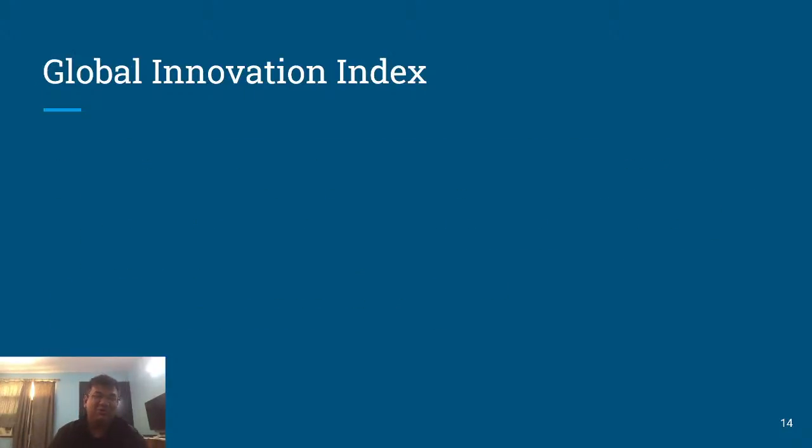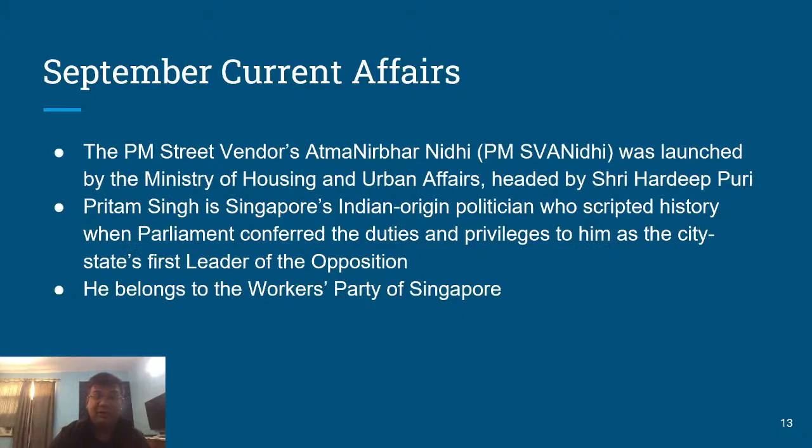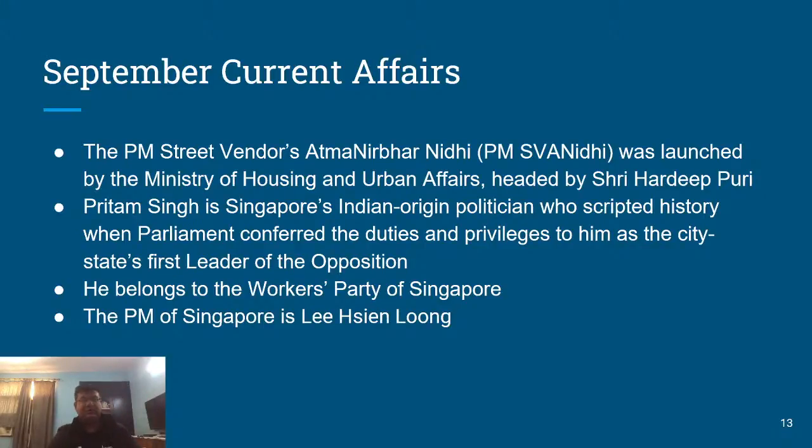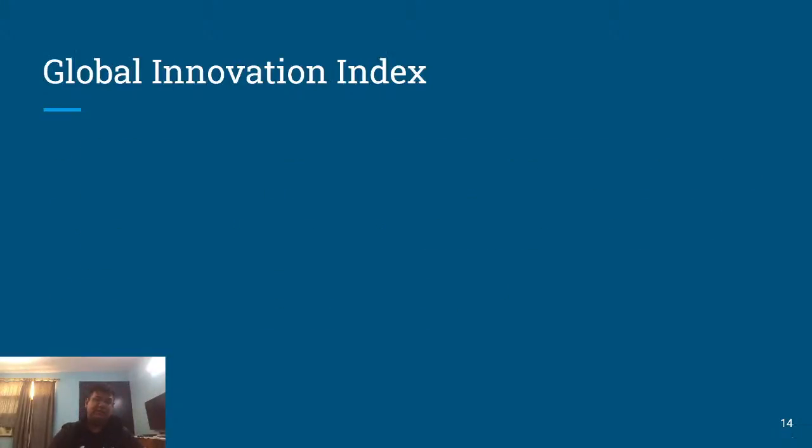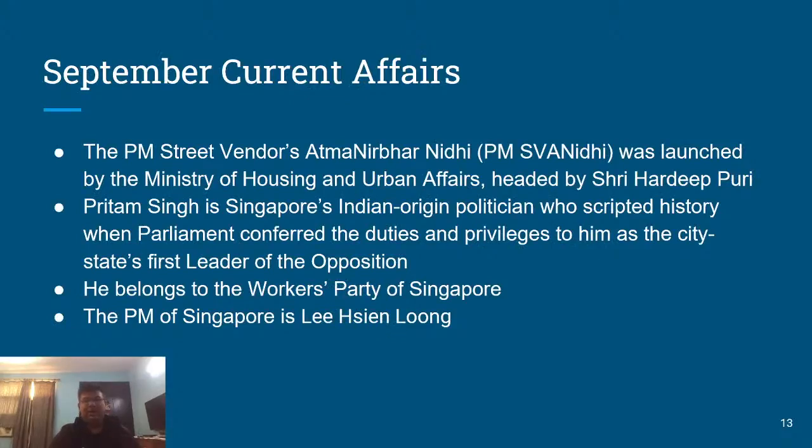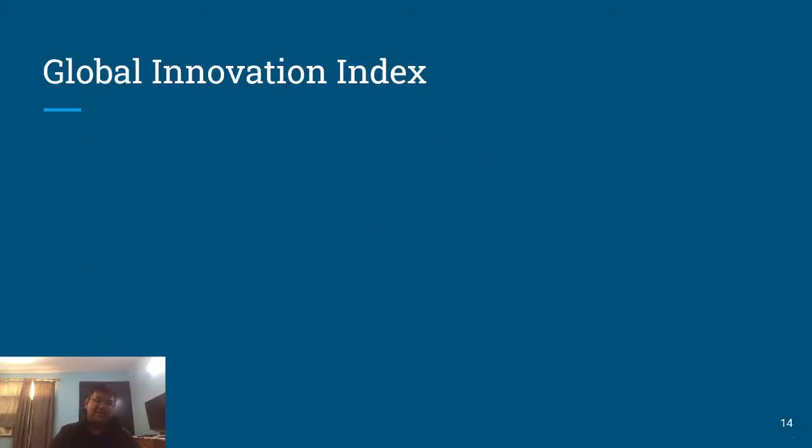Okay, so we also have the Global Innovation Index. As I told you, whenever it's standalone topics, the headline is September current affairs because there are lots of one-line topics. But this one is a full-fledged topic.